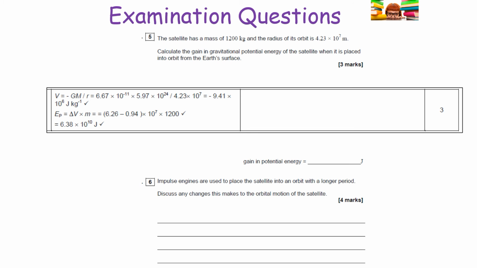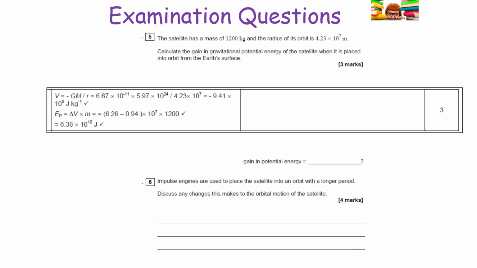So you'll notice that you can work out the new gravitational potential when it's now in orbit by doing V is equal to minus GM over r. Now again, remember this minus value is just indicating that it's an attractive force of gravity acting towards the center of mass of the object producing the gravitational field, but it's nothing to worry about. So we do V is equal to minus GM over r, work it through now, and we get our value to be 9.41 times 10 to the 6 joules per kilogram.